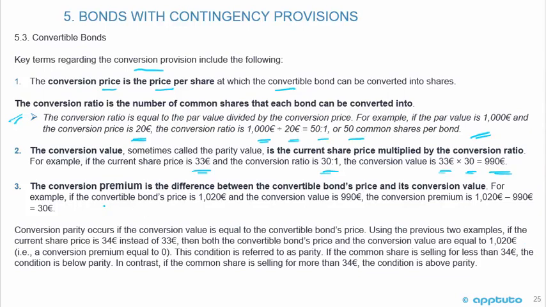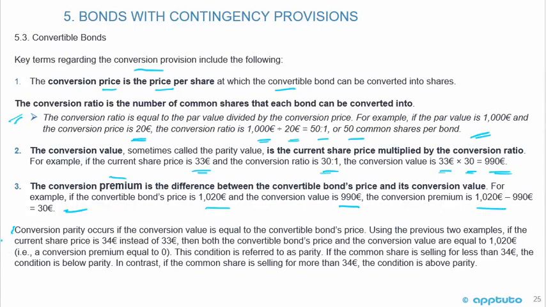The conversion premium, which I've highlighted to catch your eye, is the difference between the convertible bond's price and its conversion value. So for example, if the convertible bond's price is 1,020 euros and the conversion value is 990 euros, the conversion premium is 1,020 minus 990 equals 30 euros.